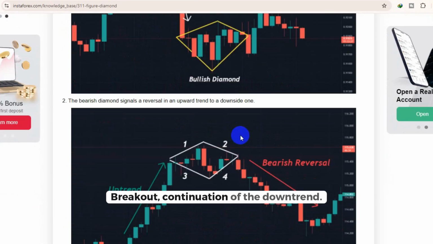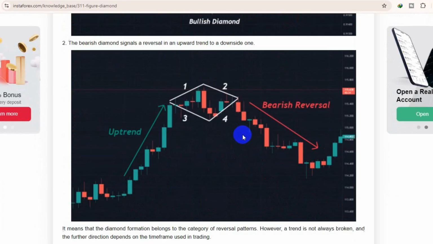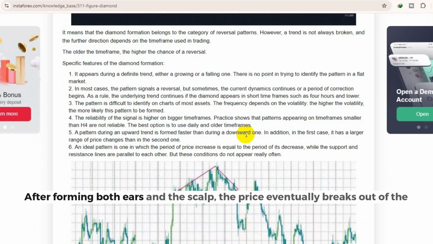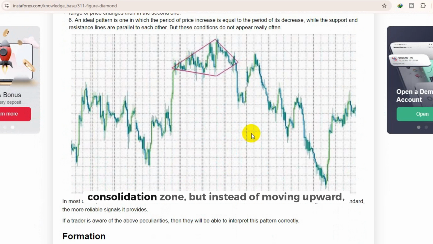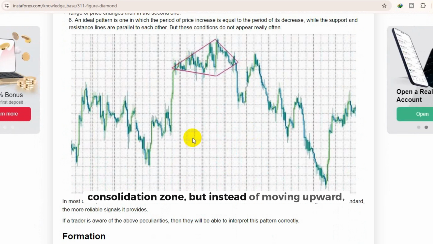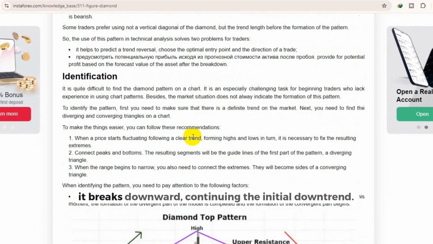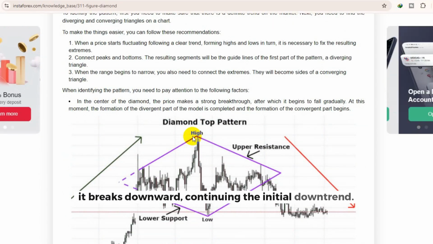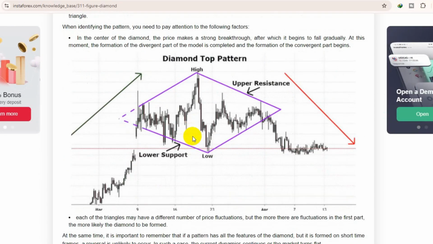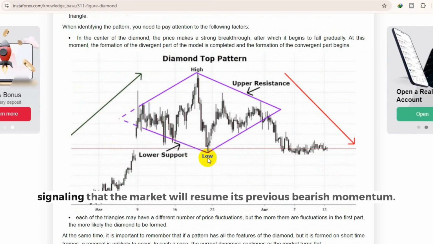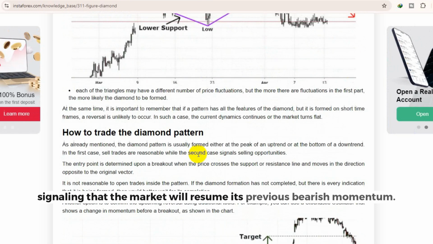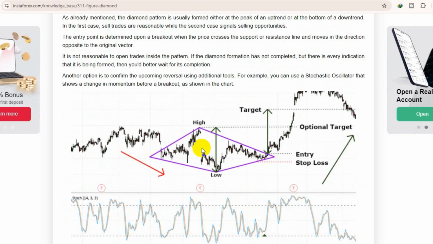Breakout, continuation of the downtrend. After forming both ears and the scalp, the price eventually breaks out of the consolidation zone, but instead of moving upward, it breaks downward, continuing the initial downtrend. The breakout confirms the bearish continuation, signaling that the market will resume its previous bearish momentum.